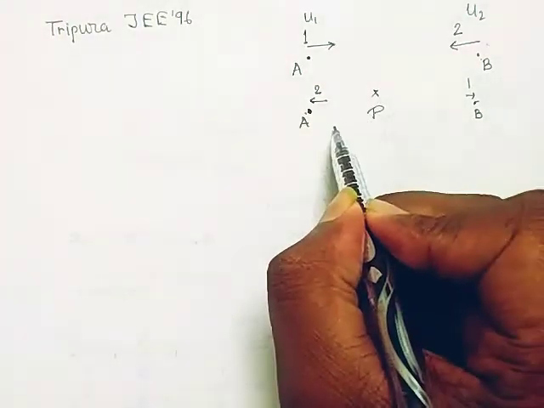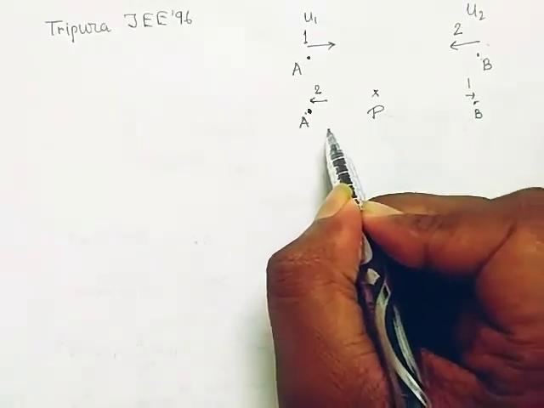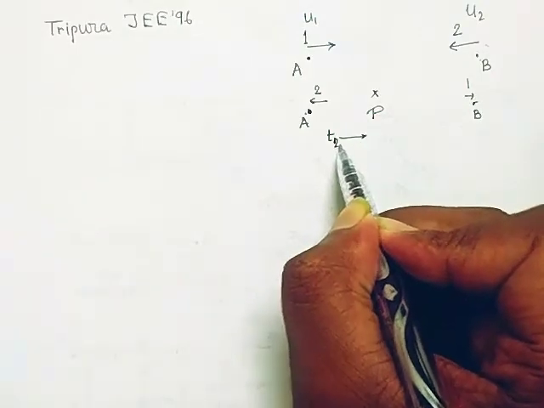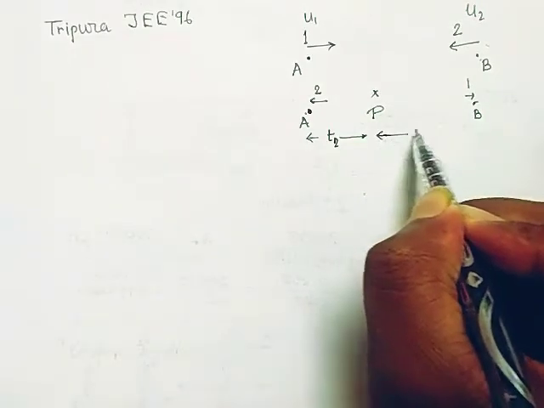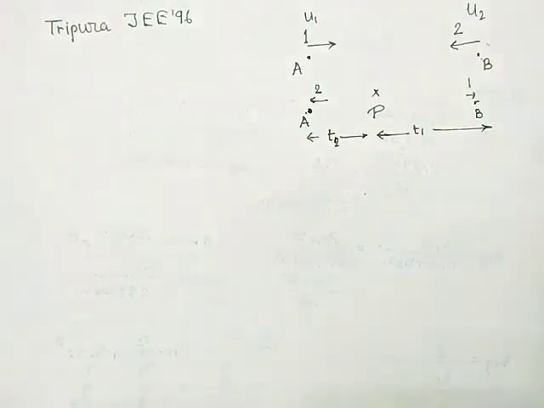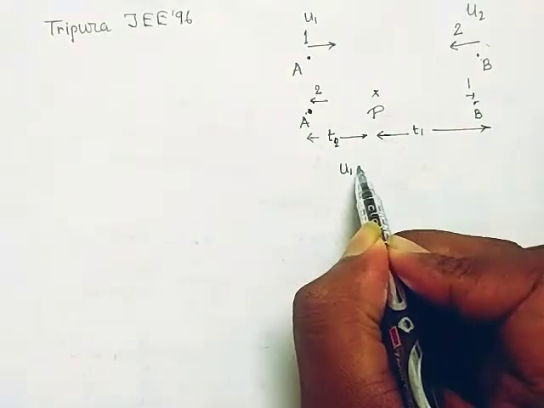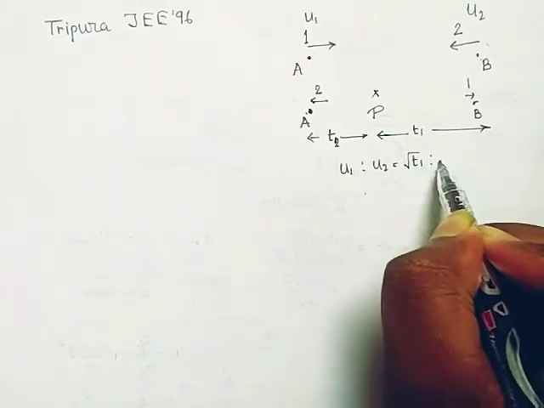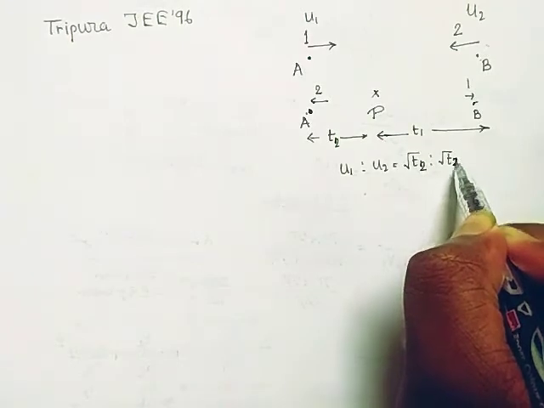So now it is said the time taken by train 2 after meeting is T2, and the time taken by train 1 is T1. So this is the scenario. Now you have to prove that U1 is to U2 equal to root over of T2 is to root over of T1, inverse ratio.